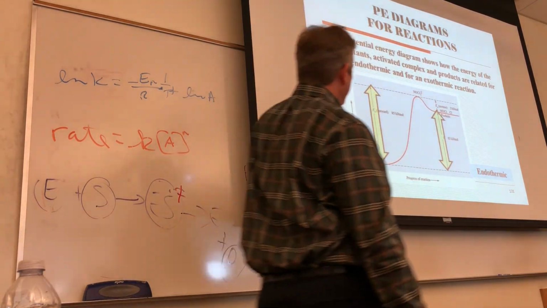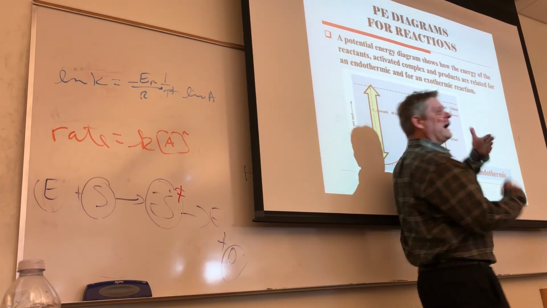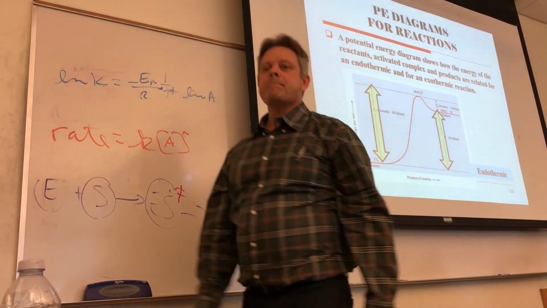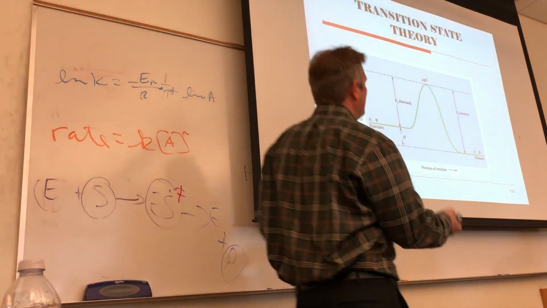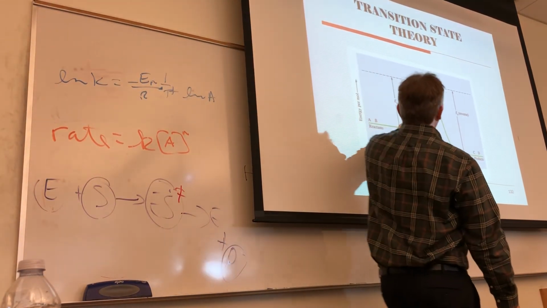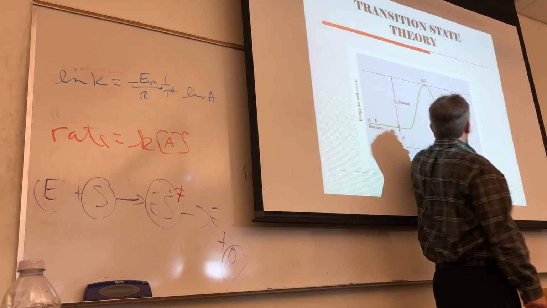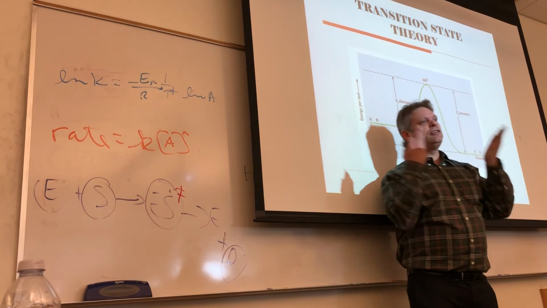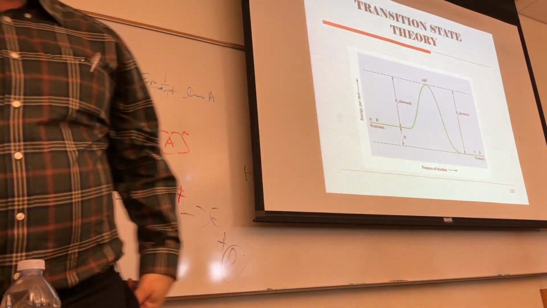So this is the activation energy here, and this is the delta H of the enthalpy of the overall reaction. Transition state theory. Once again, we've talked about this pretty much. Essentially, AB forms this AB complex, which then breaks up into CD as products. This part at the top of the activation energy curve, that's where you're in your transition state.